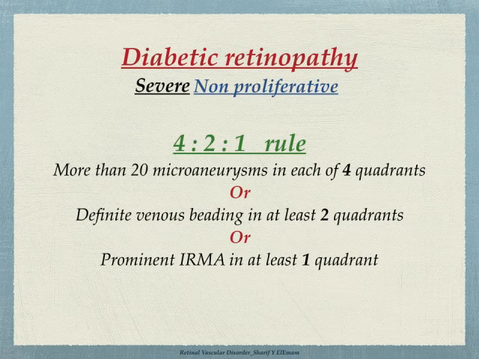If you have any one of these, either the four quadrants having microaneurysms, two quadrants having venous beading, or one quadrant having prominent IRMAs, this is a severe non-proliferative retinopathy patient or severe NPDR patient.